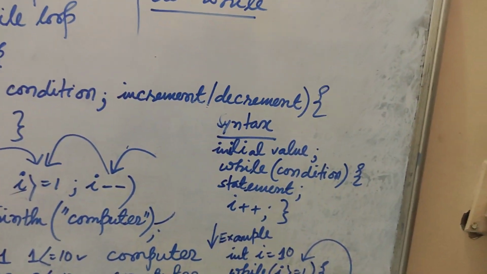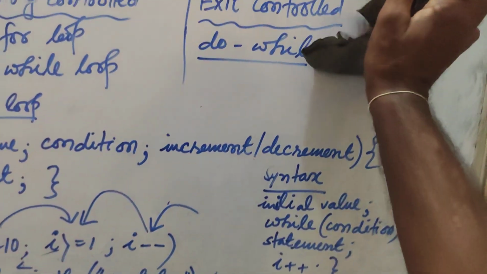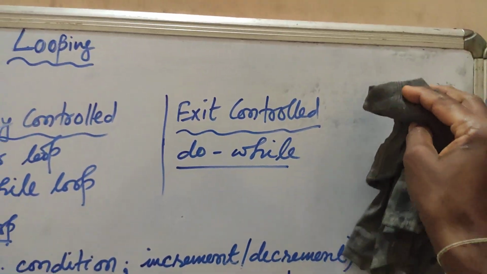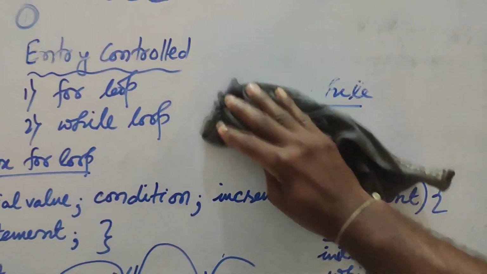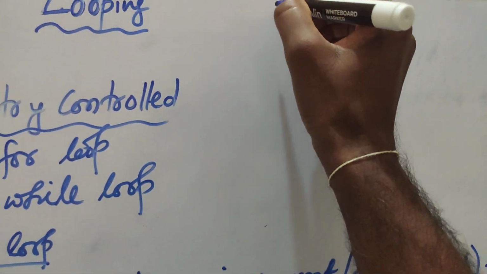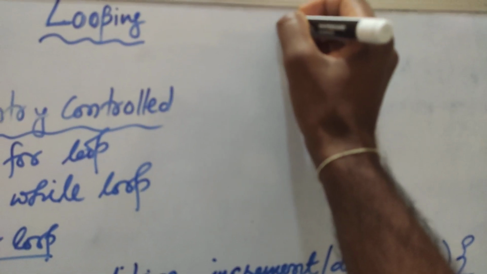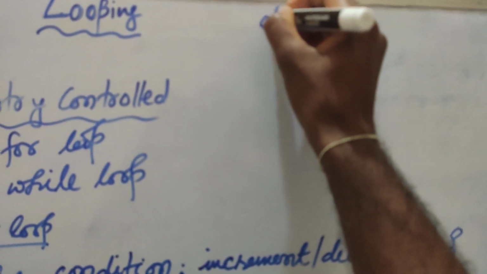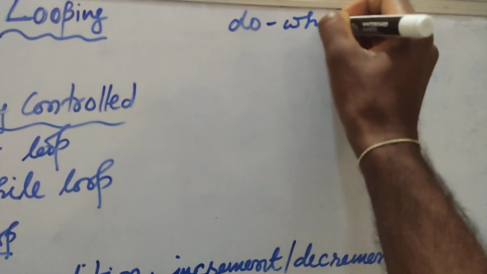Now exit control. See, what is the syntax of exit control? Exit control, do while. Now this syntax, see, do while syntax.